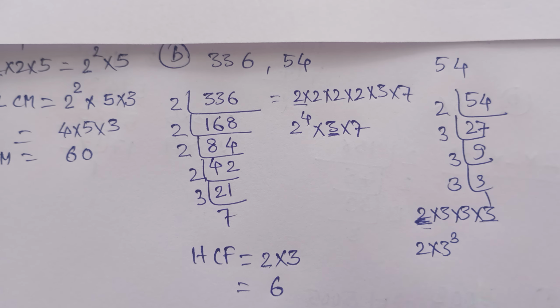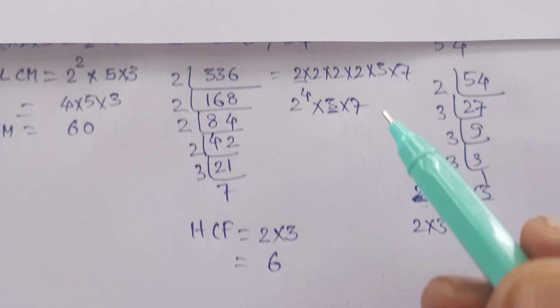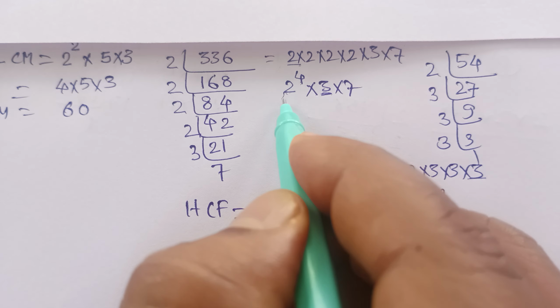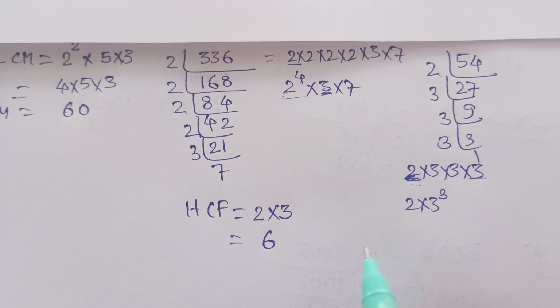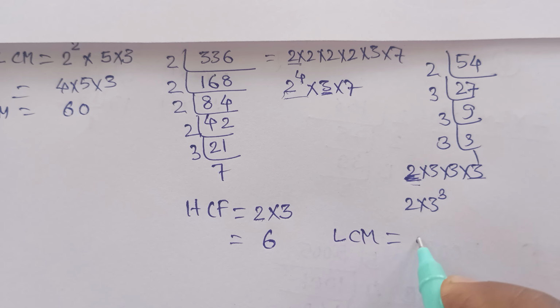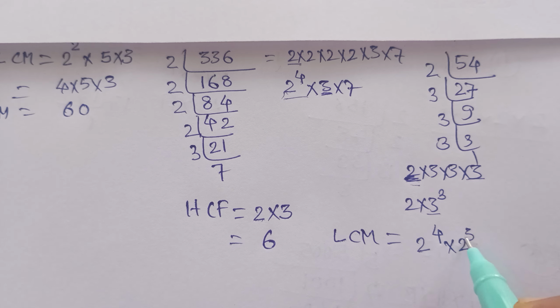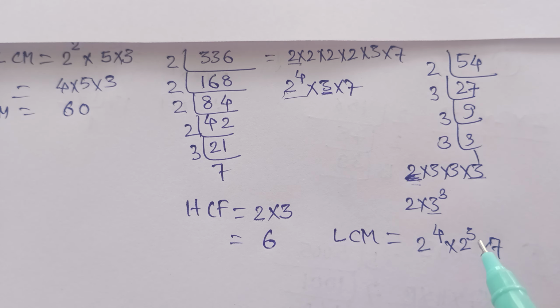LCM, what can you write? For LCM you have to take the highest degree. What is the highest degree? 2 to the power 2, 2 to the power 3. So for LCM we write the highest degree. What is the highest degree we have? 2 to the power 4. And here, the highest degree for 3 is 3 to the power 3. Correct? And we have one 7. So you have to multiply to get the answer.